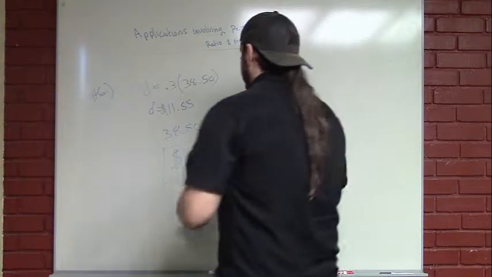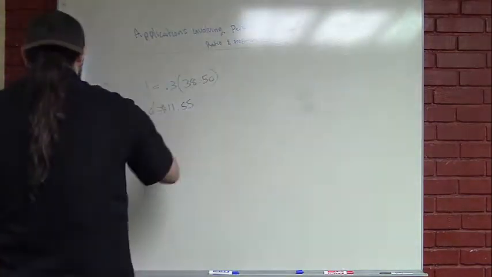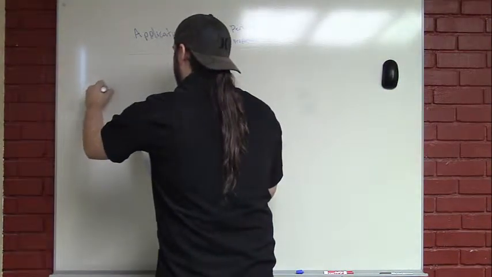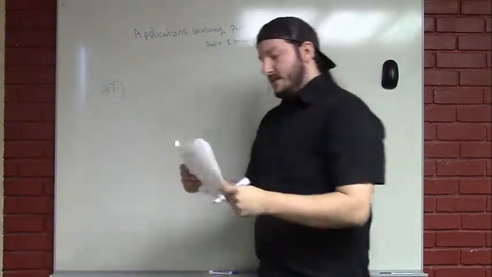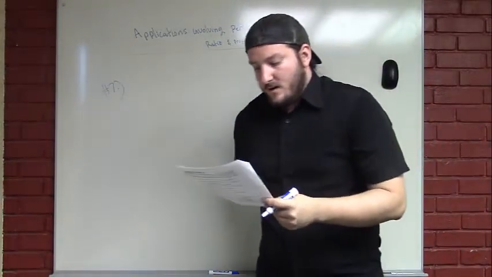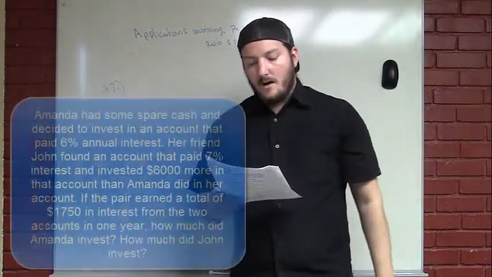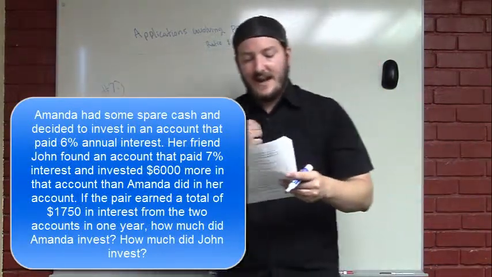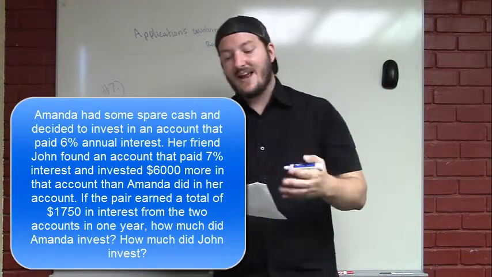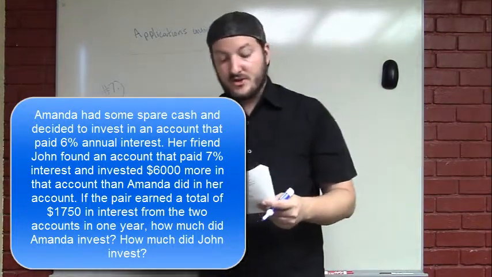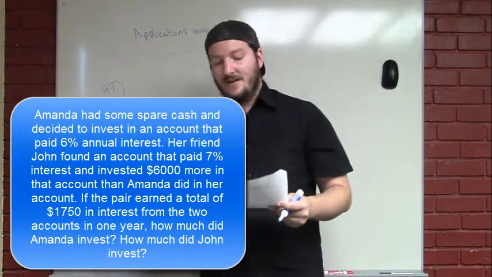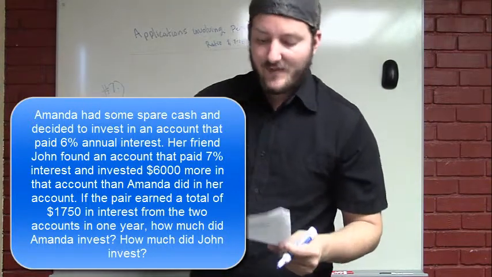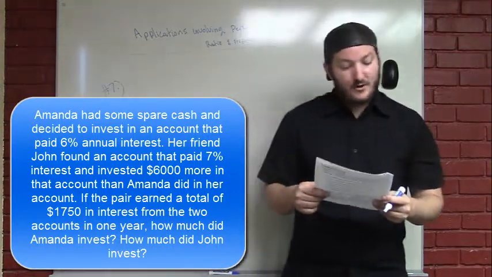All right, number 7. Oh man, this is a long one. Amanda had some spare cash and decided to invest in an account that paid 6% annual interest. Her friend John found an account that paid 7% interest and invested $6,000 more in that account than Amanda did in her account.